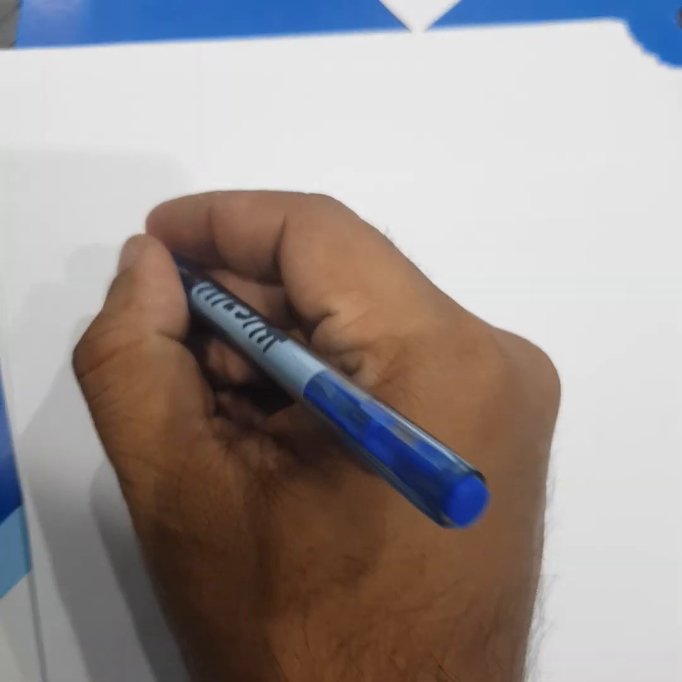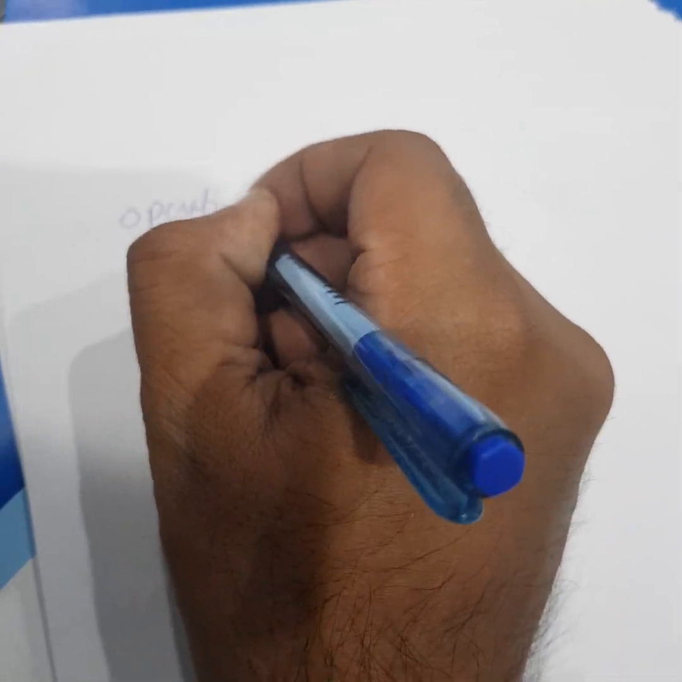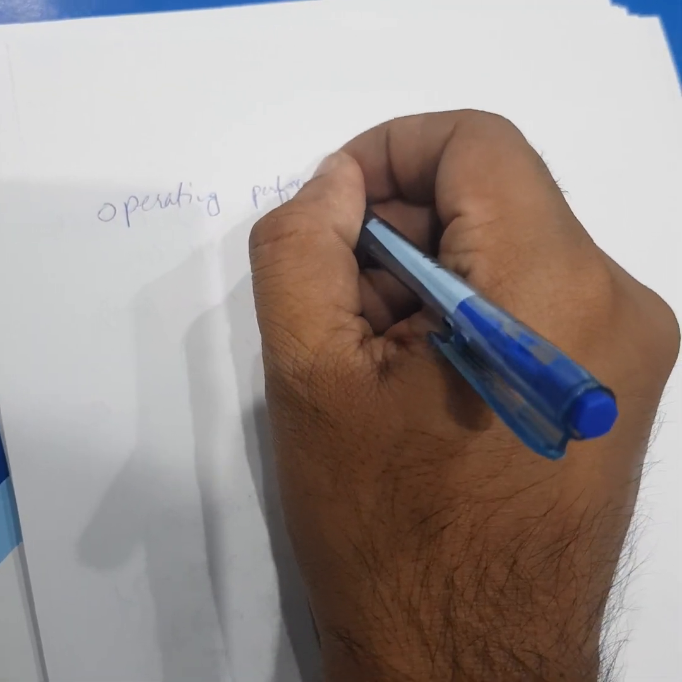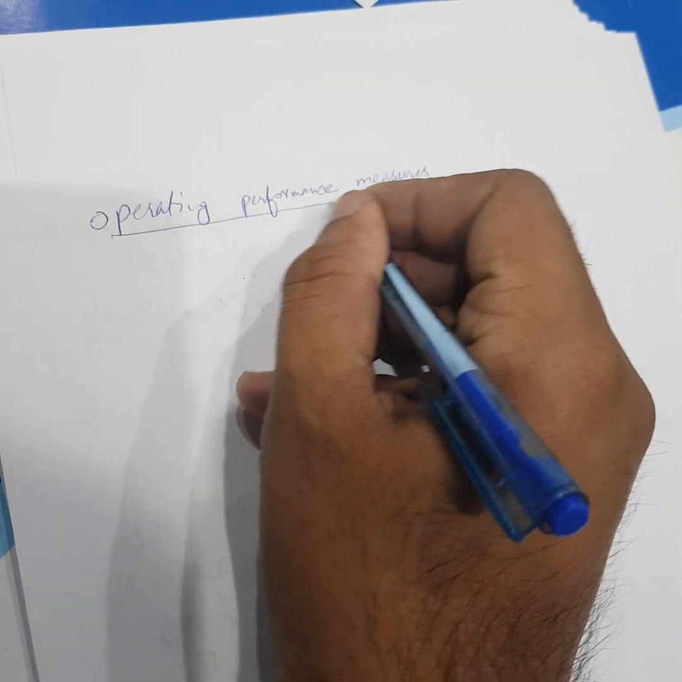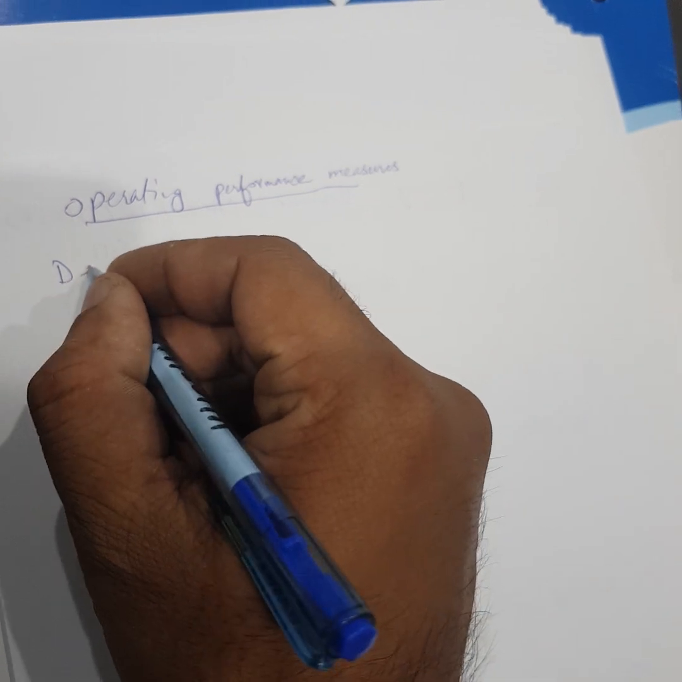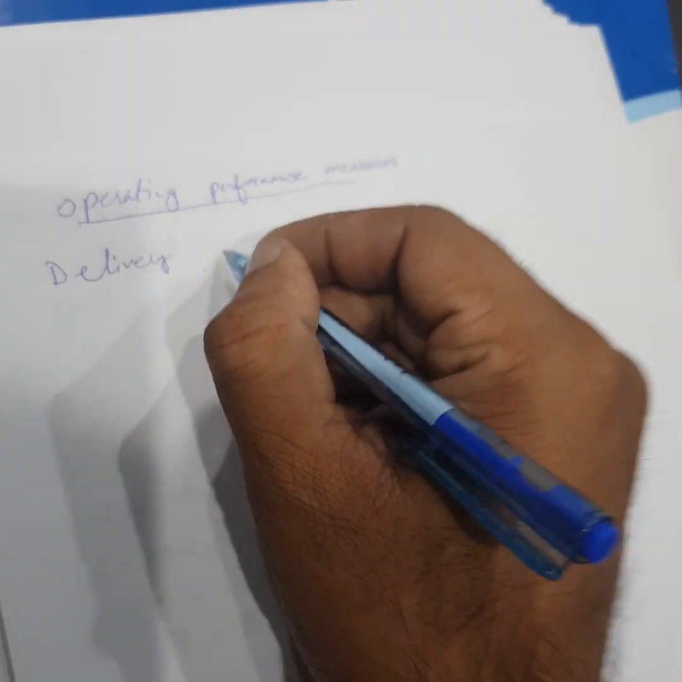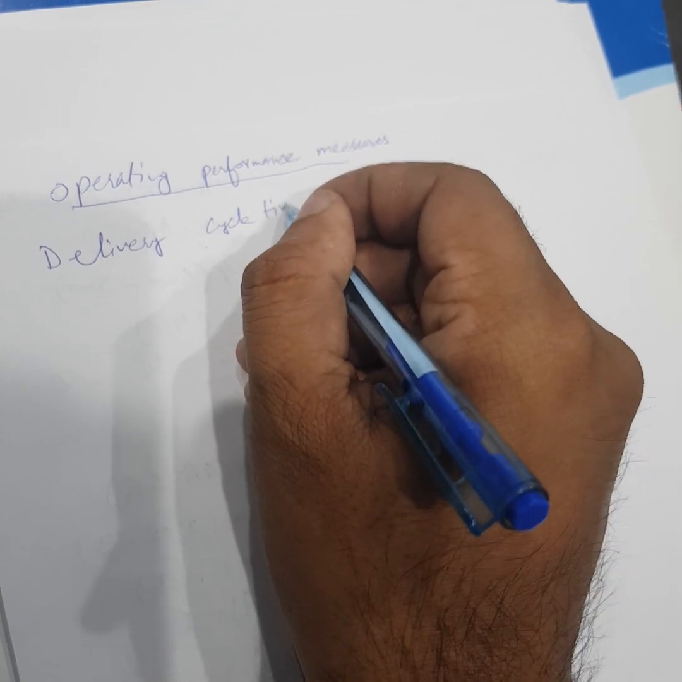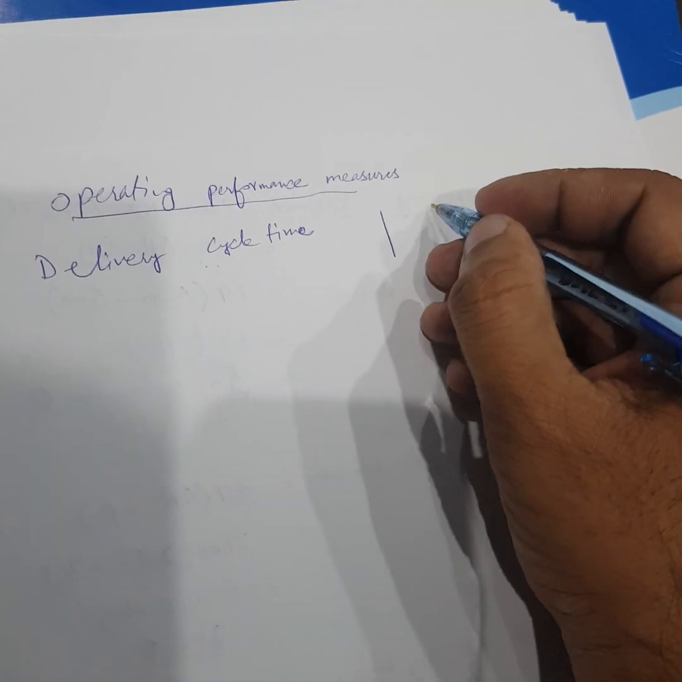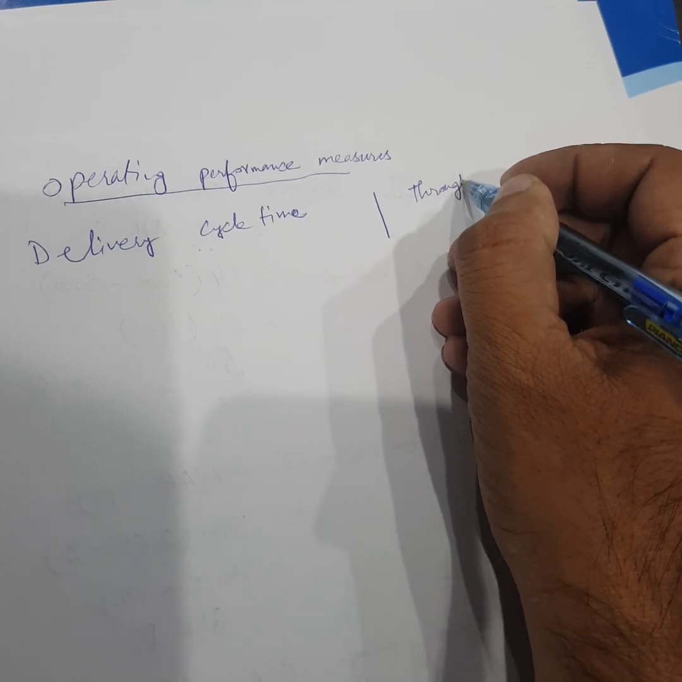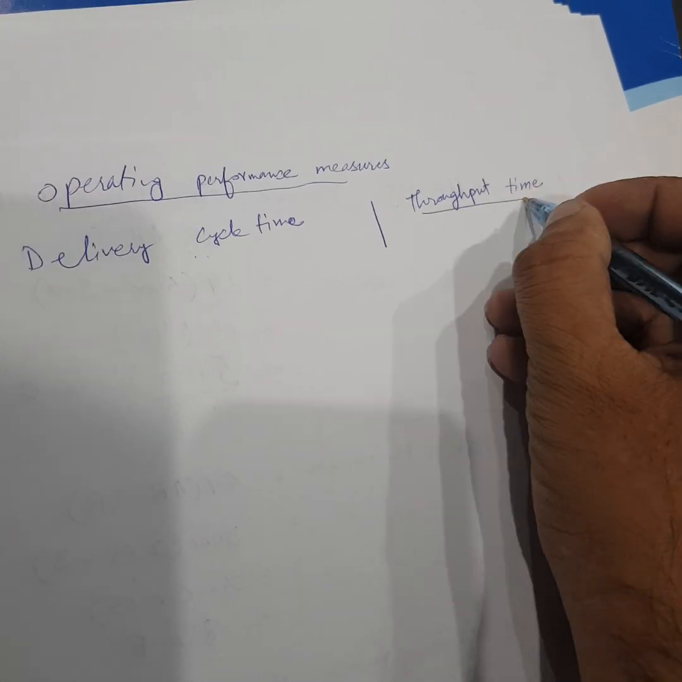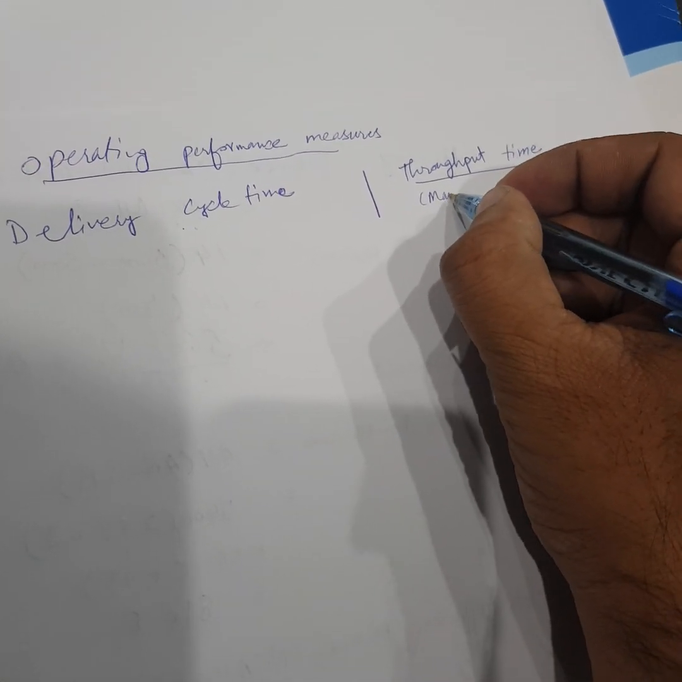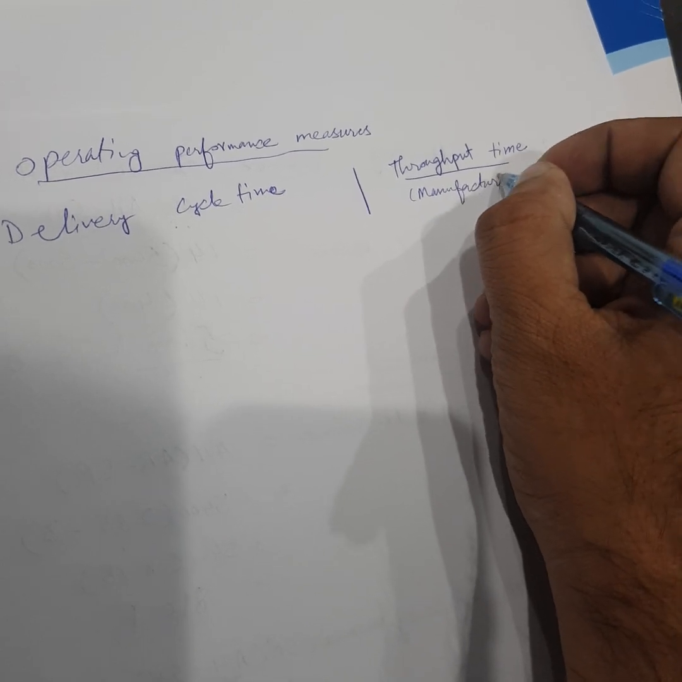Then comes the concept of operating performance measures. In operating performance measures, two terms are involved. The first one is delivery cycle time, and the second one is throughput time. We can say it is the manufacturing cycle.